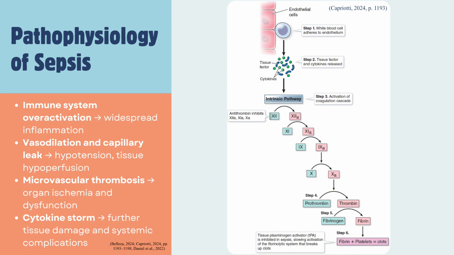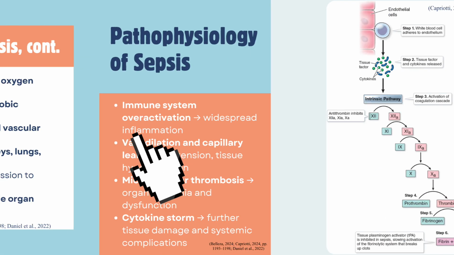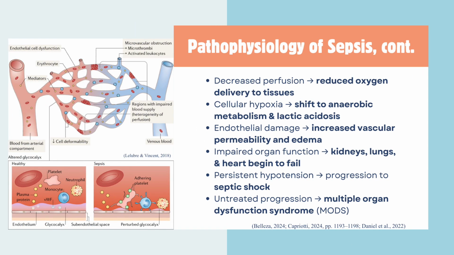At the same time, a cytokine storm occurs, which is an excessive release of inflammatory mediators that amplifies tissue damage and systemic instability. As perfusion to tissues decreases, oxygen delivery becomes insufficient, leading to cellular hypoxia. In response, cells shift to anaerobic metabolism, which results in the production of lactic acid and lactic acidosis.